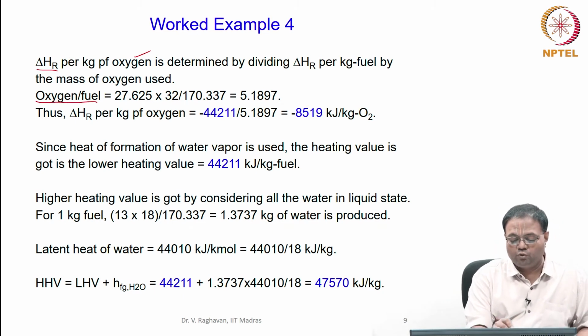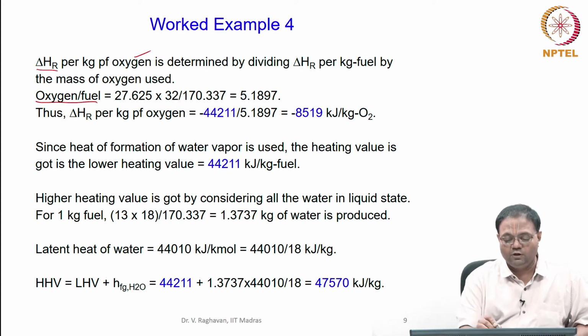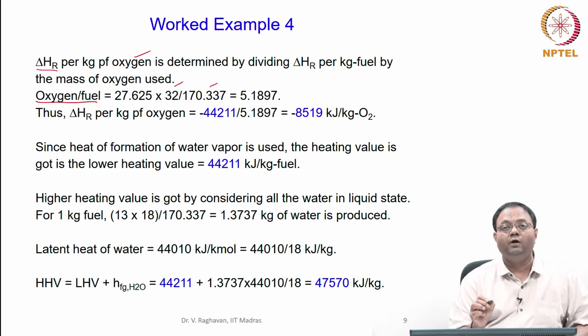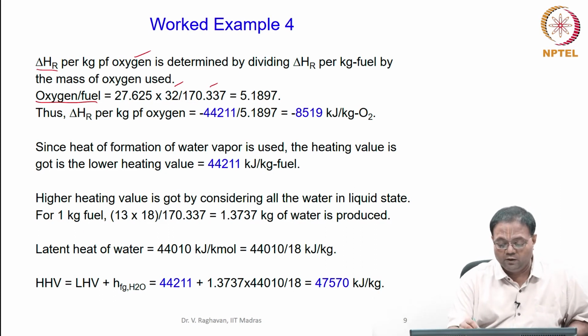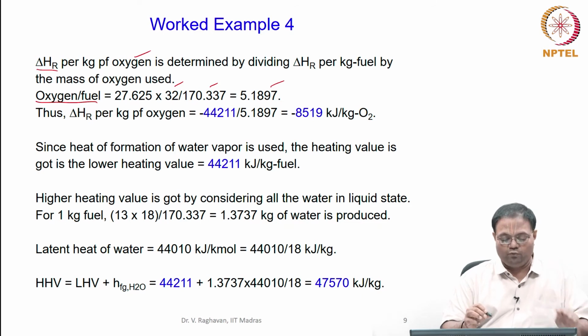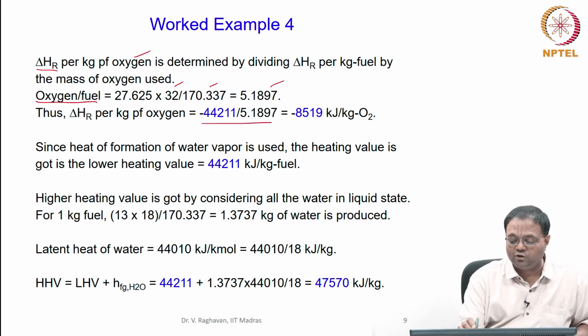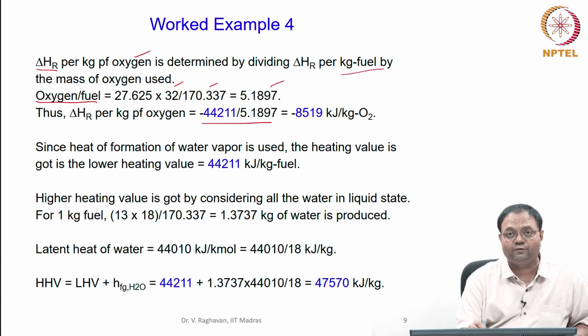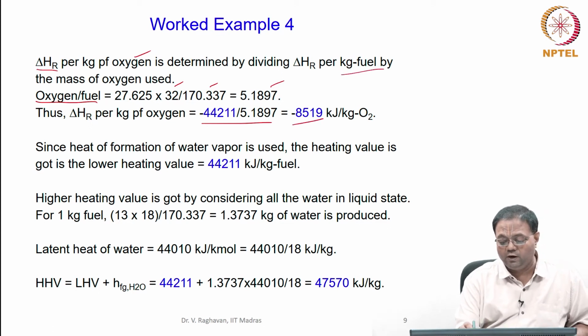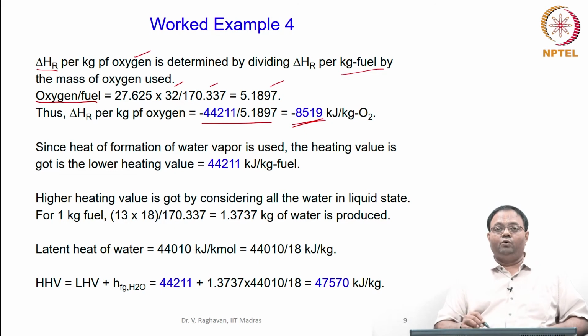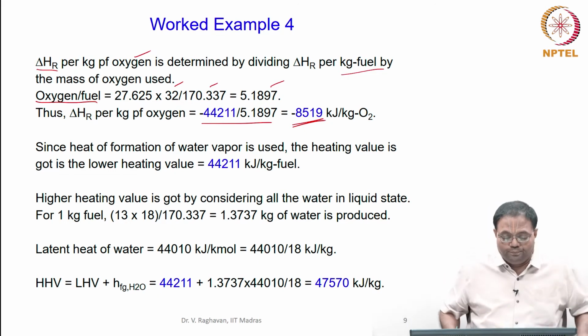Okay. So, 27.625 kilomoles of oxygen is used, that multiplied by the molecular weight of oxygen divided by the molecular weight of fuel, that will be the kg of oxygen used per kg of fuel. So, now if you divide the delta Hr per kg of fuel by that, what you get here is the delta Hr value per kg of oxygen burnt.